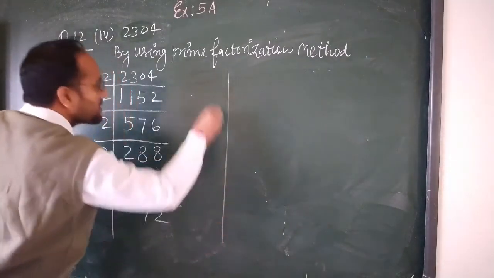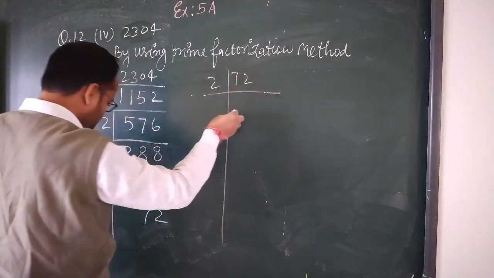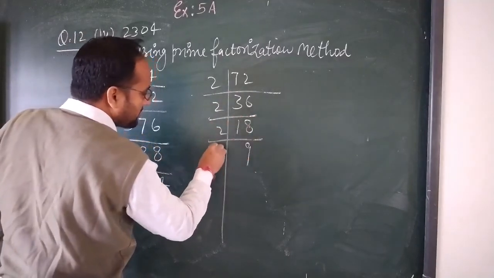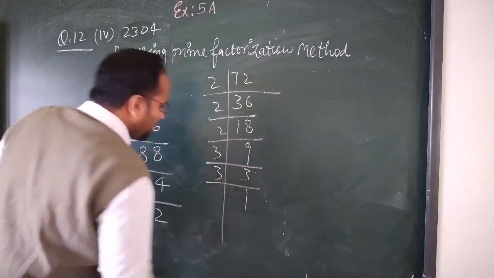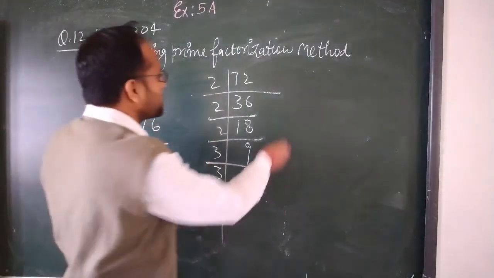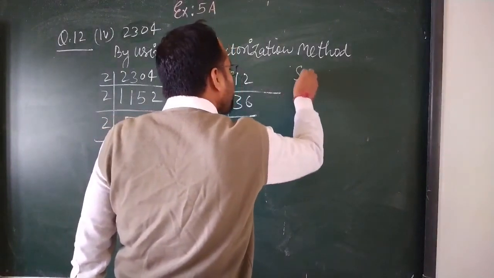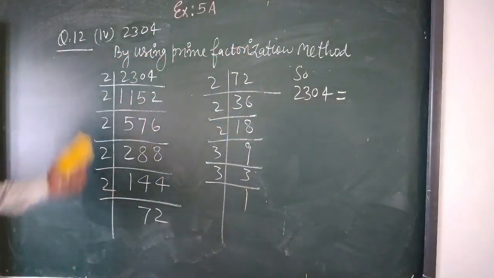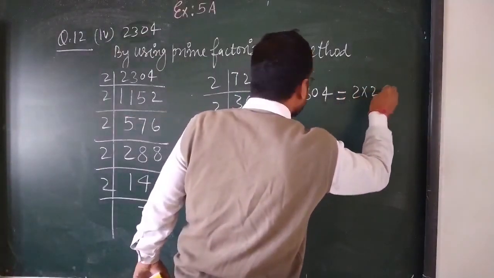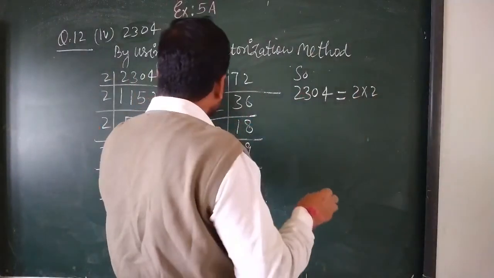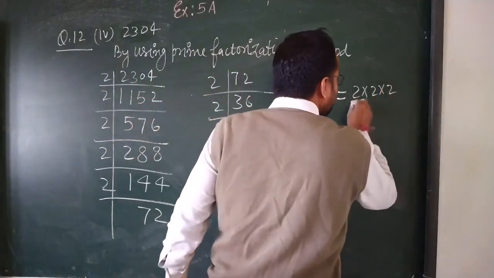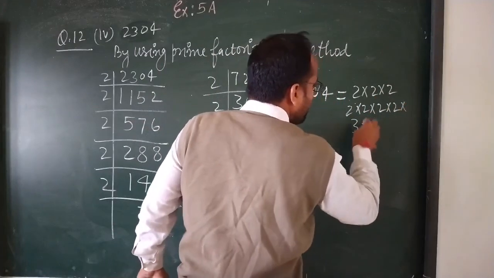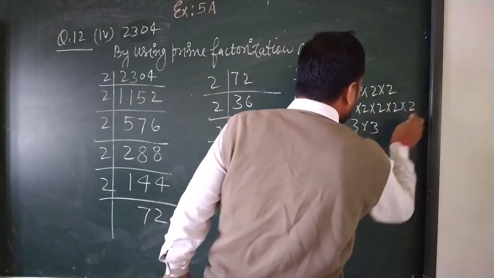Here is 36, 18, 9, then 3. Okay students, so it is the prime factorization of this number. So write this number as a product of these prime factors. 2 into 2, it comes 1, 2, 3, 4, 5, 6, 7, 8 times. 2 comes 8 times, students. 1, 2, 3, 4, 5, 6, 7 and 8.